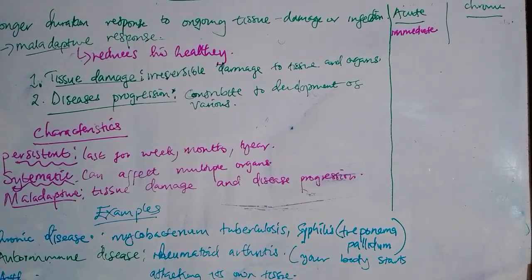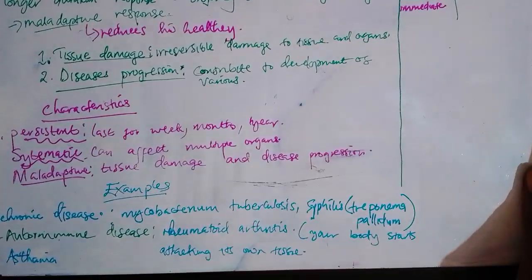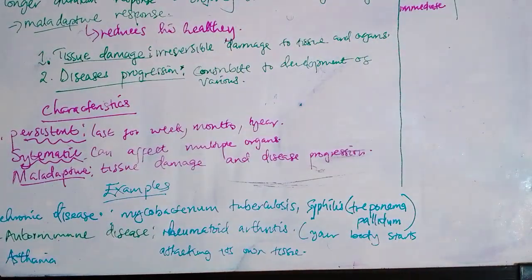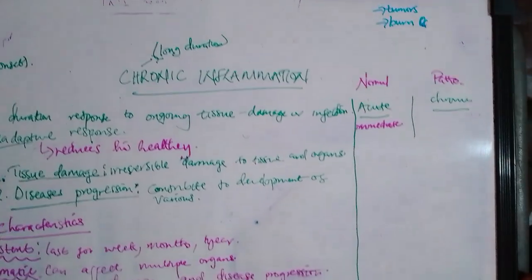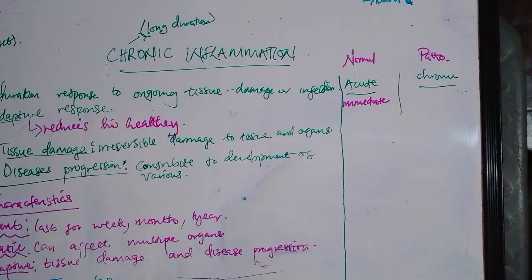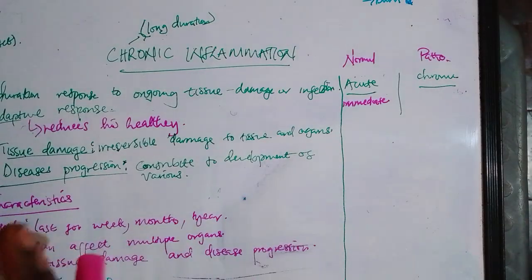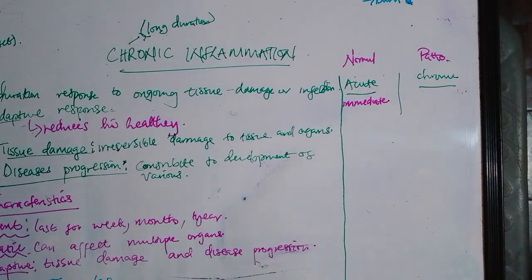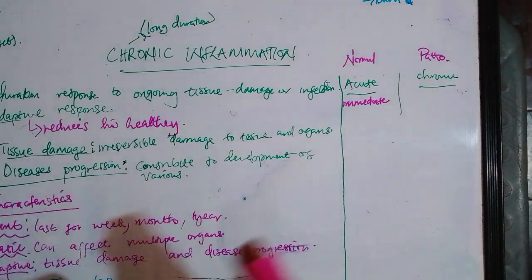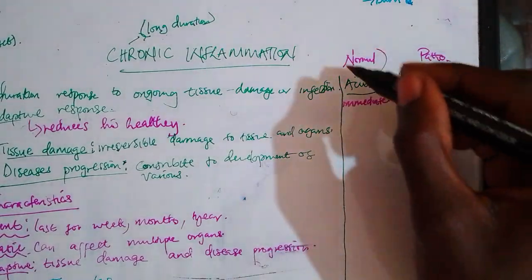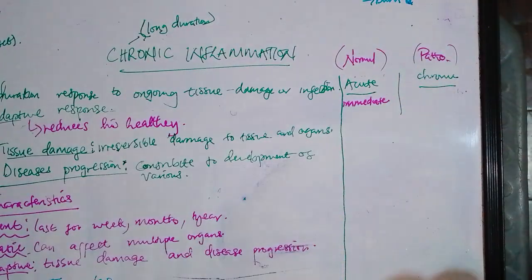So now that we have concluded our chronic inflammation topic, I'm going to show you how you can study this topic in under 30 minutes, or how you can revise it in less than 20 minutes. So the first thing you need to know is the definition. What are the definitions of acute and chronic? You just know that acute is normal, chronic is abnormal.